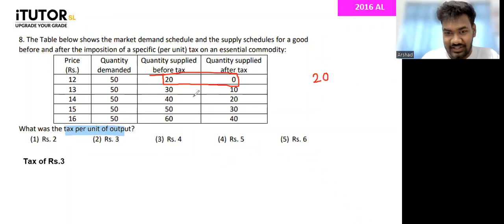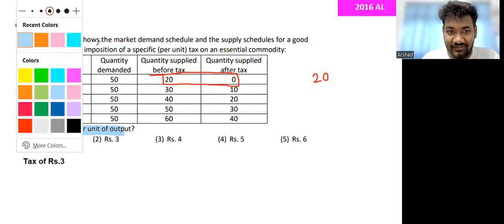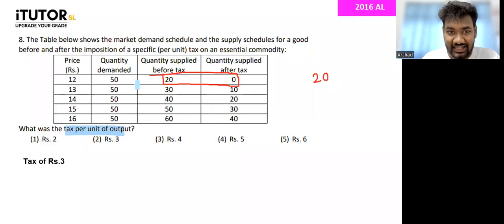Okay. So then I'll take two quantity supplies with a difference of 20. Let's take this and this. Let's say 40 and 60. 40 and 60 has a difference of 20. Okay. So 40 and 60, what is the corresponding price? 14 and 16. How much do you think the tax is? The tax is the 2 rupee tax. That's how you get that.